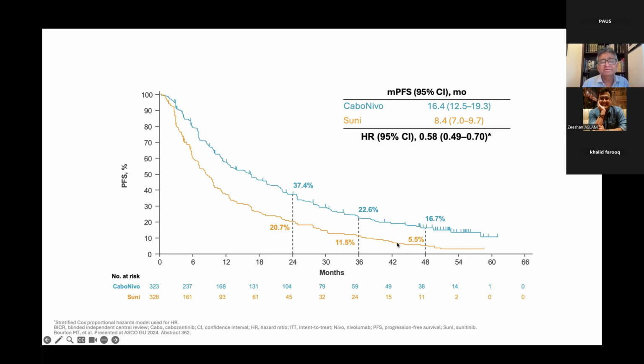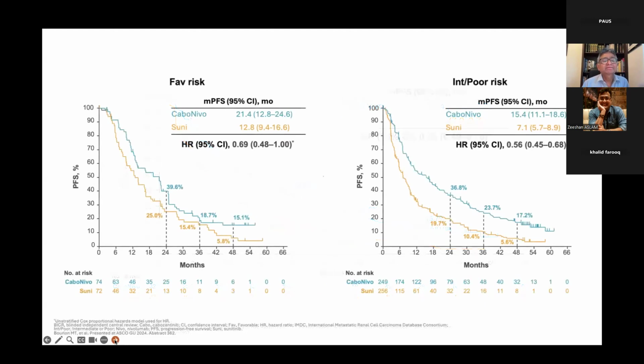So you can see that some of these patients are maintaining their complete response, and they have not progressed for quite a long period of time. And that is looking at favorable risk, 1.4 versus 12, and in intermediate poor risk, 7.1 versus 15. So literally doubling in all categories of these patients.